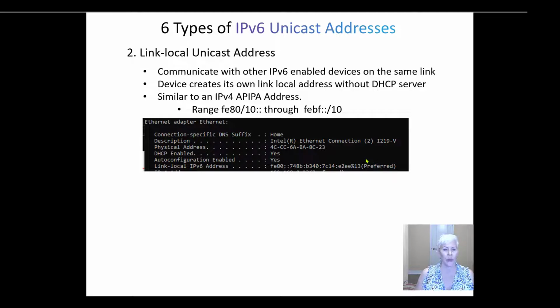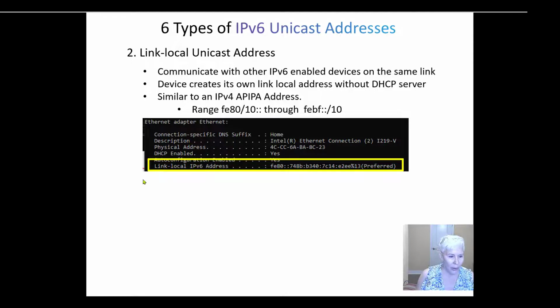Let me show you an example. If you were to do an ipconfig /all on your command prompt, you're going to see this link local IPv6 address. Now notice here it's FE80: so that's a bunch of zeros, 748B, B340. So this is an auto-generated link local address. And this is on an end device. This is like on a computer.